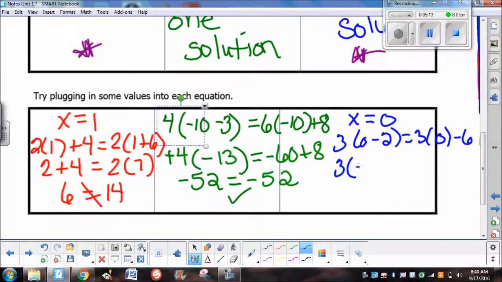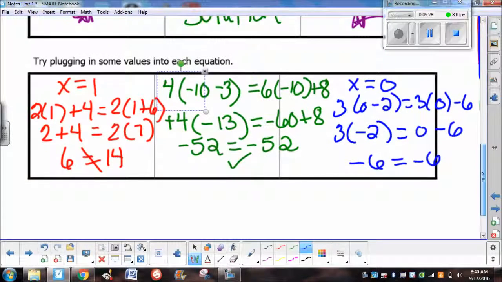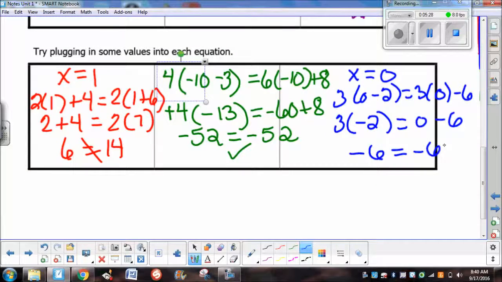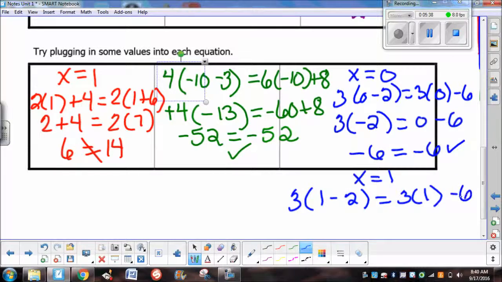So order of operations, take care of the parentheses. On the right-hand side, I might do this multiplication, which is 0 minus 6. So I get negative 6 equals negative 6. That is true all the time. Okay? You could test x equals 1 in there as well, and that would work. Any number that you could imagine, when you plug that into the original equation, it's going to be true.